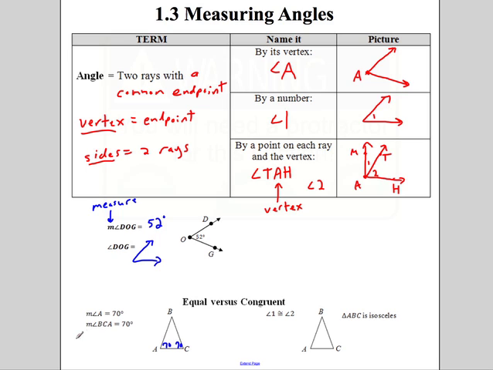So what am I saying? I'm saying that the measure of angle A is really equal to the measure of angle BCA. Why is it? Because I'm saying 70 equals 70. So the equal sign works, or we're going to use our congruent sign. Remember, there's our congruent sign, the equal sign with the little wavy line on top.